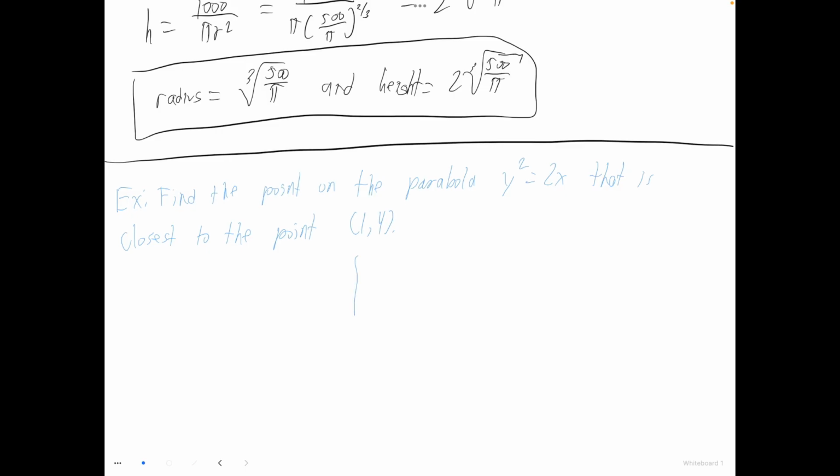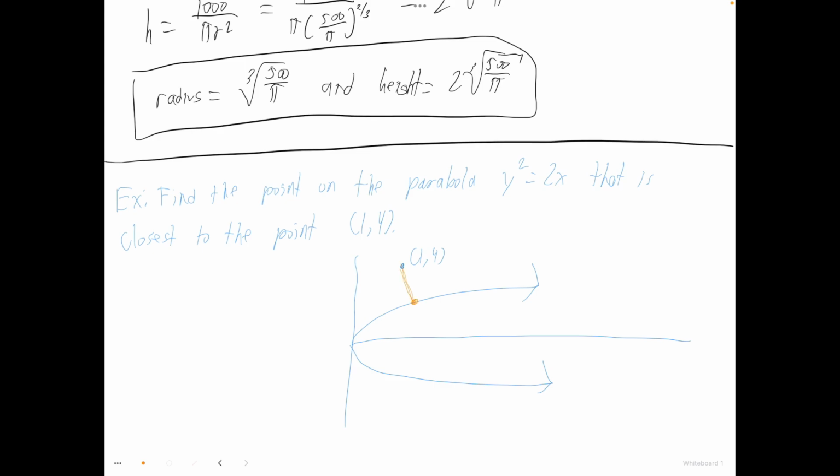Okay, so if you draw a picture of what's going on here, the parabola y squared equals 2x looks something like this. We've got some point here, I'm just going to draw it at a random spot, (1, 4). And we want to find the closest point on the parabola to this point. So it's going to be like right here.